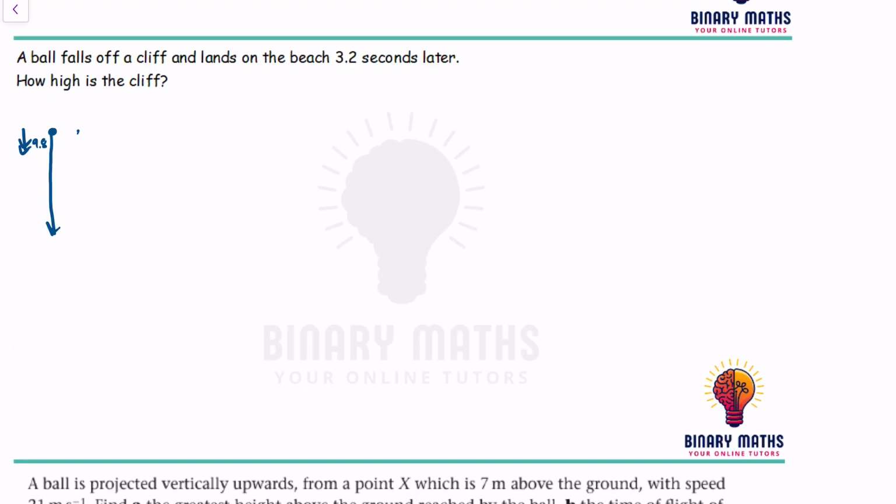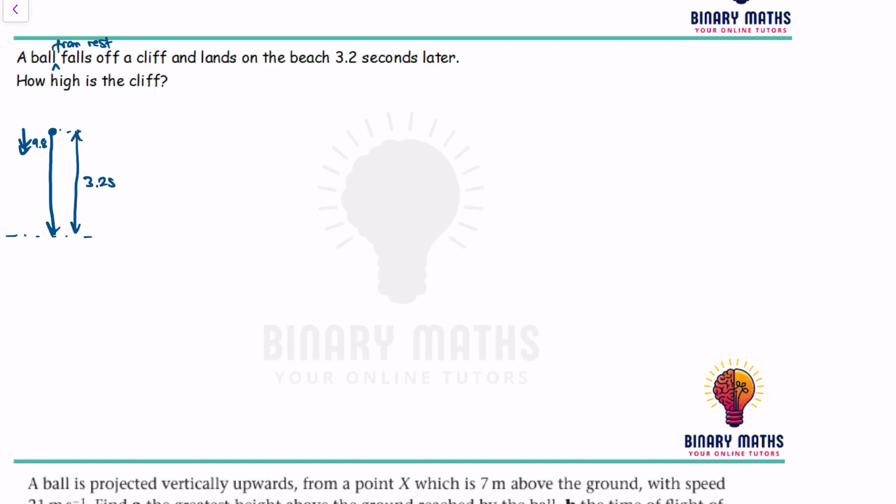We know that the ball falls off from rest, I should say. A ball from rest, that's missing here. And we know that we don't know what this height is, but we also know it's 3.2 seconds. It takes 3.2 seconds to travel from there to there.